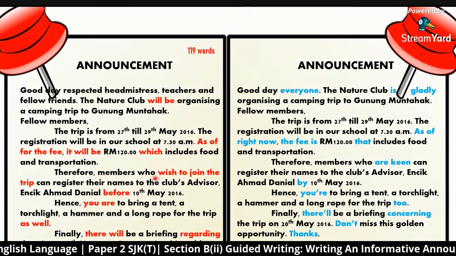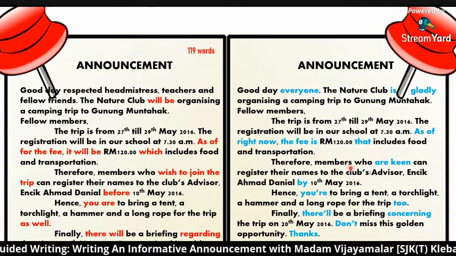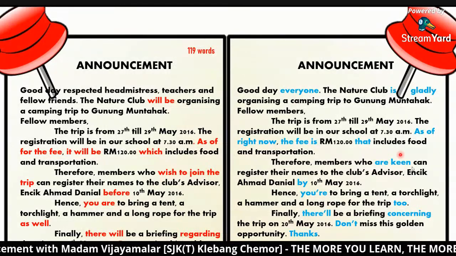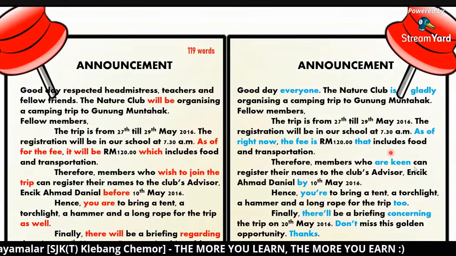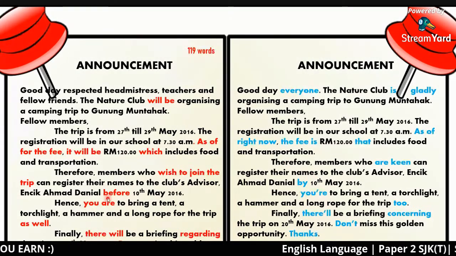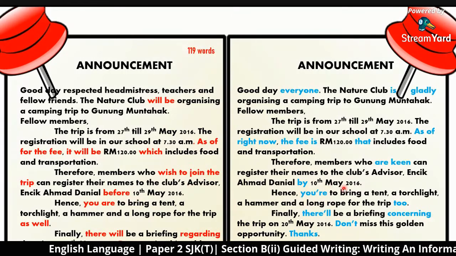Therefore, members who wish to join the trip. I have used the word members who are keen. Okay? Keen. That means those who are interested can register their names. Okay? All right. And the word before, I've replaced with by 10th May.